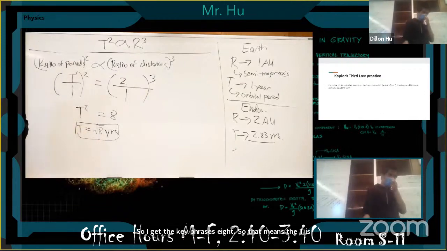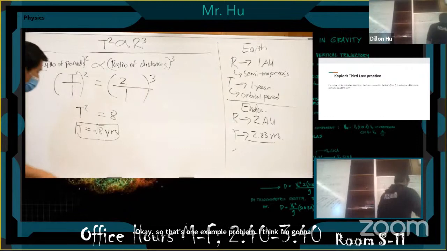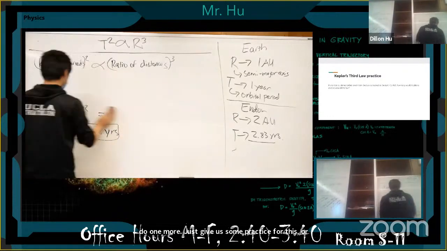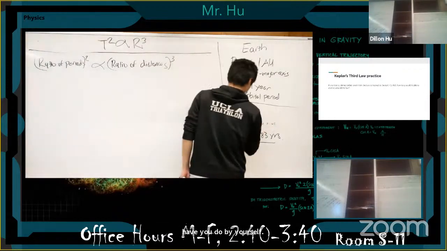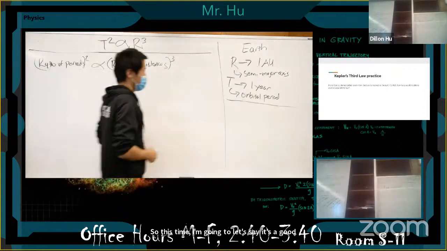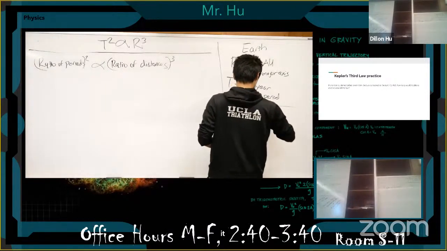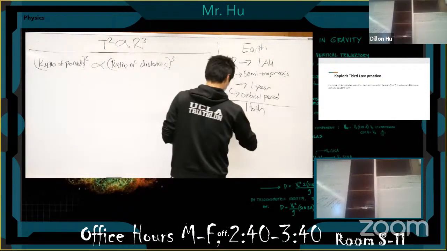Okay, so that's one example problem. I think I'm going to do one more to just give us some practice for this, or I'll have you do the practice problem by yourself. So this time, instead of using Endor, I'm going to use the planet Hoth. That's so fun. And let's say that Hoth is 3 AUs away from the sun.